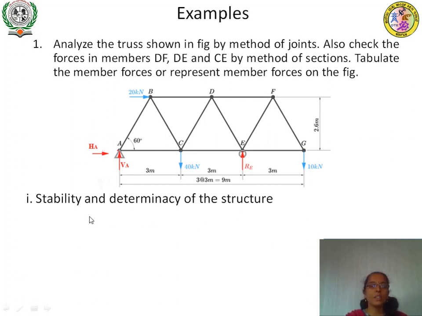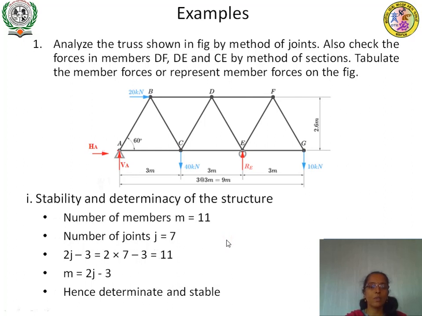Okay, so that is stability and determinacy of the structure, which is calculated by using this equation, m is equal to 2j minus 3. For this problem the number of members is 11, that is 1, 2, 3, 4, 5, 6, 7, 8, 9, 10, 11 members are there. And the number of joints is 7, 1, 2, 3, 4, 5, 6, 7 joints are there. If you substitute into 2j minus 3, 2 into j is 14 minus 3 is 11, so the number of members provided is also 11 and required is also 11, hence it becomes a stable and determinate structure.